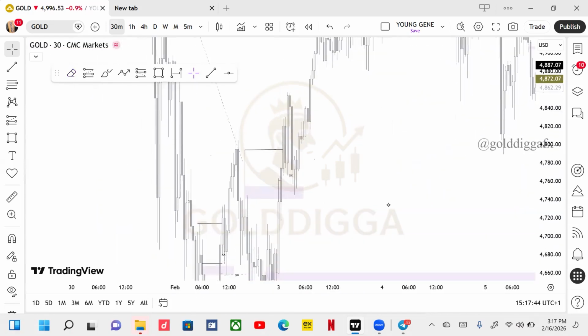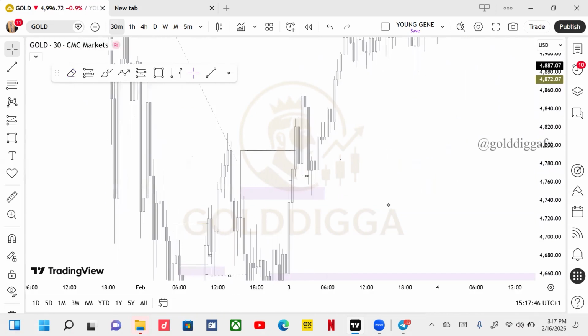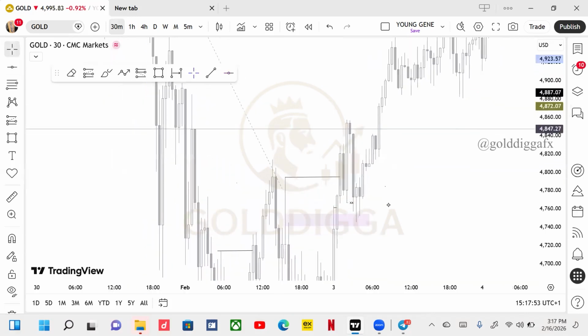So for this trade right here, which trend line did we have? I think we had a break and retest again for this one. Let's just confirm.